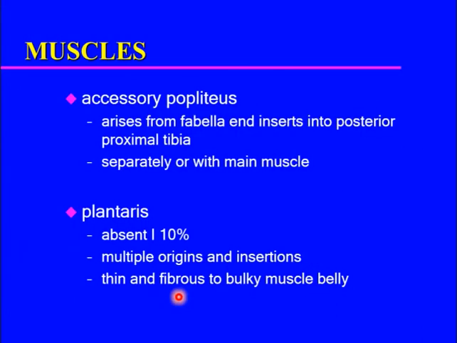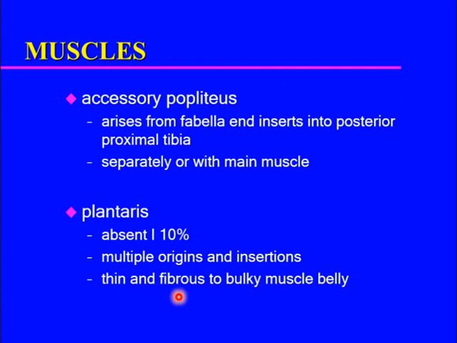Okay. Accessory popliteus also might be seen sometimes, which arises from the fibula and inserts into the posterior proximal tibia. It can be seen separately as an accessory popliteus muscle, another muscle, or you can see it arising from the original popliteus muscle. Okay, plantaris muscle, it can be absent in 10%.